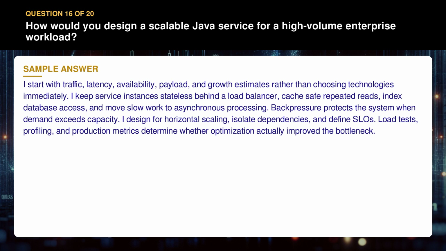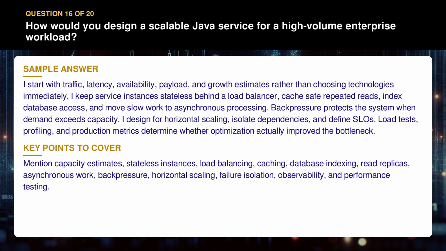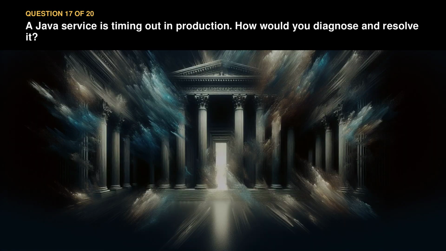I design for horizontal scaling, isolate dependencies, and define SLOs. Load tests, profiling, and production metrics determine whether optimization actually improved the bottleneck. Mention capacity estimates, stateless instances, load balancing, caching, database indexing, read replicas, asynchronous work, backpressure, horizontal scaling, failure isolation, observability, and performance testing.